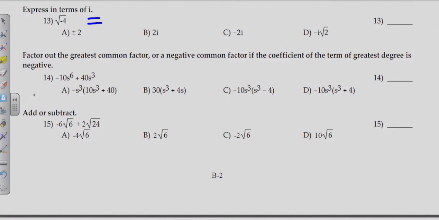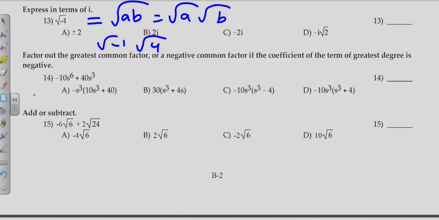See, there is a property that says the square root of AB is equal to the square root of A times the square root of B, isn't it? So you think of the minus 4 as what? As minus 1 times 4. The square root of minus 1 is already I, and the square root of 4 is already 2. So the answer will be 2I.